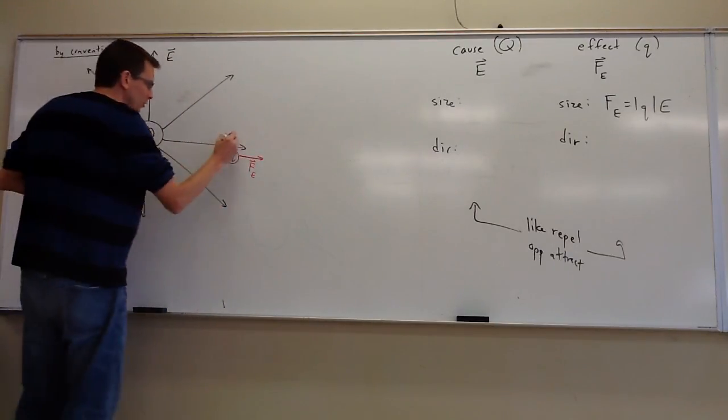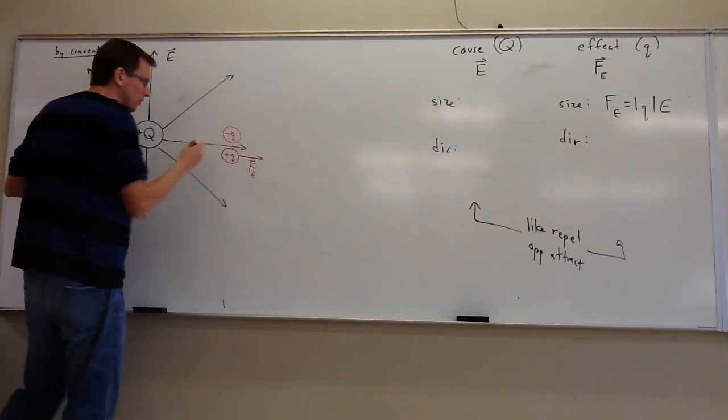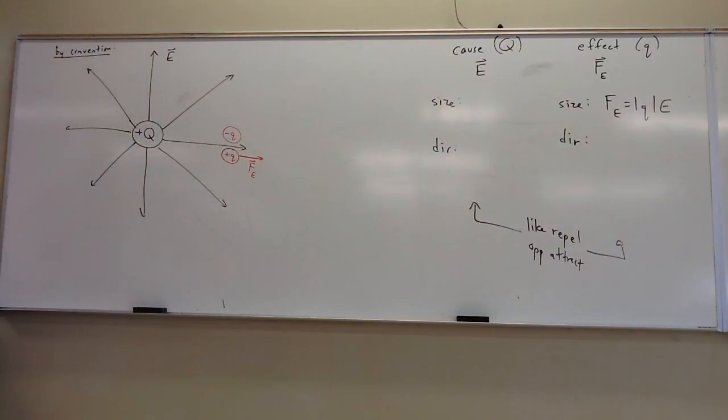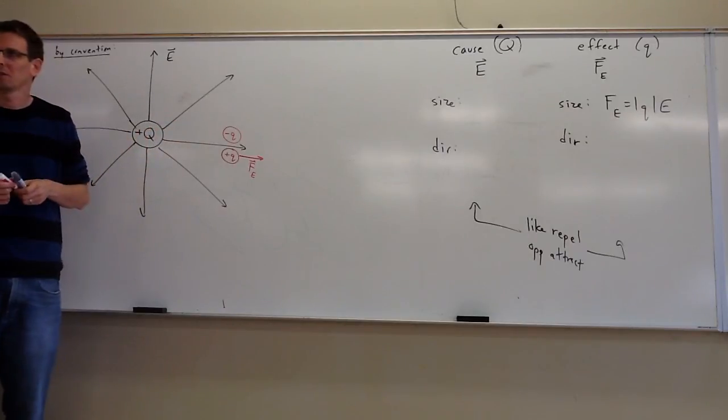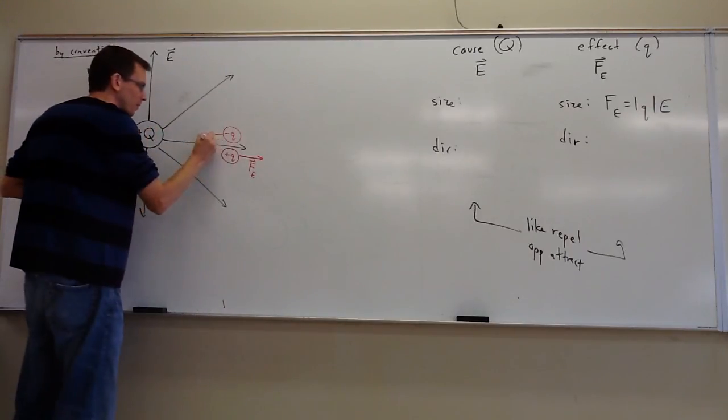If we instead dropped in a negative charge, well, we, in the force picture, know that opposites attract, right? So we know that the force on this particle relative to big Q will be which way? This way.